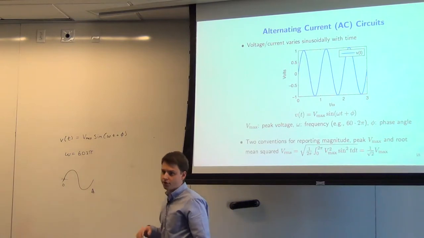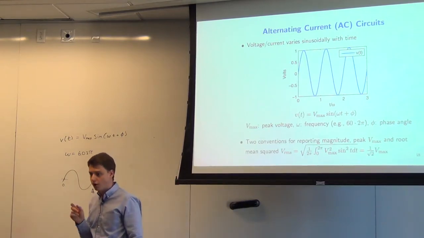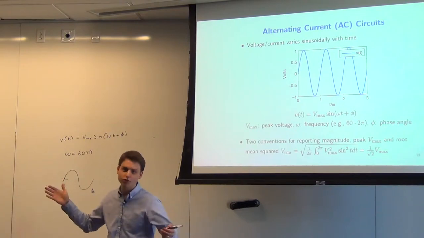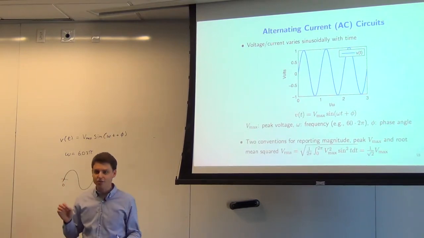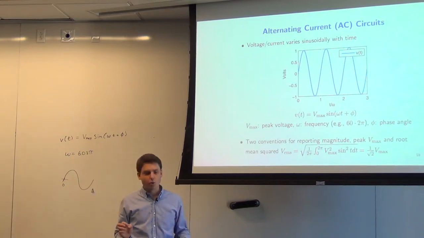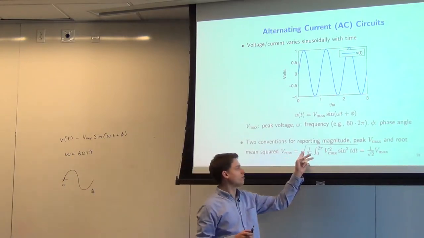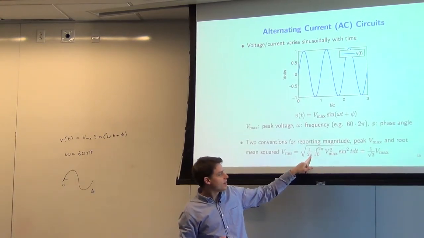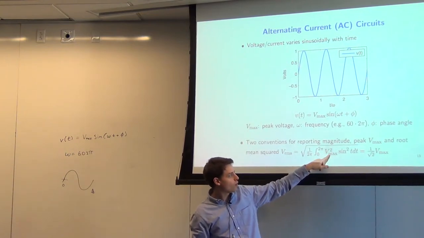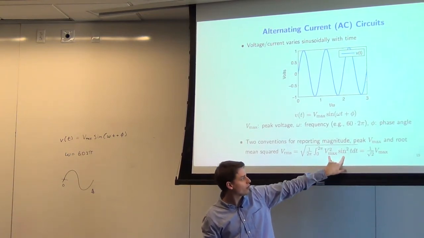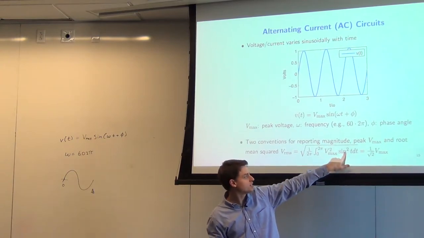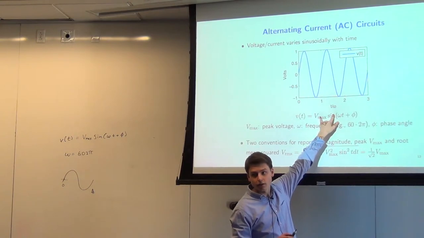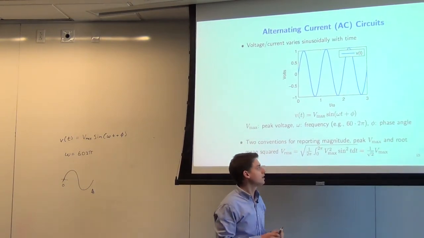You may have heard that voltage in the United States, for example, is nominally 120 volts. An outlet will have 120 volts and it's AC. They do not actually mean it has a peak voltage of 120. What they actually describe is something called the root mean squared voltage. This is the integral of the voltage squared times the sine squared, so this whole quantity squared, over this time period.